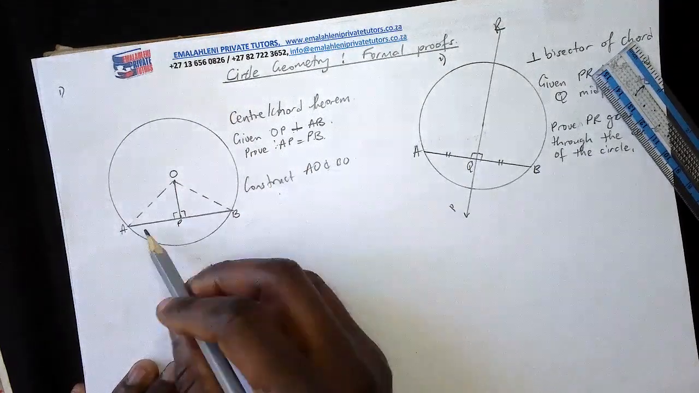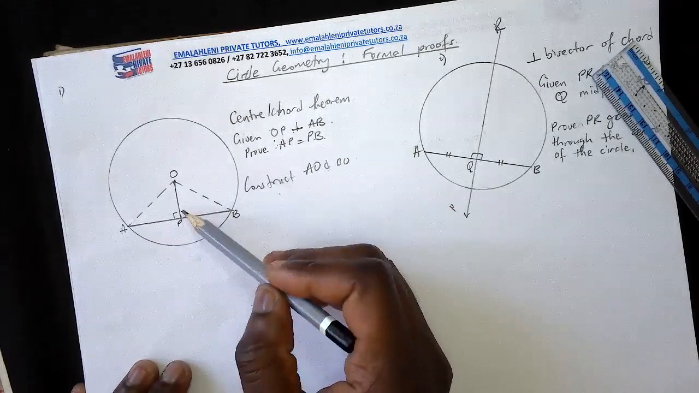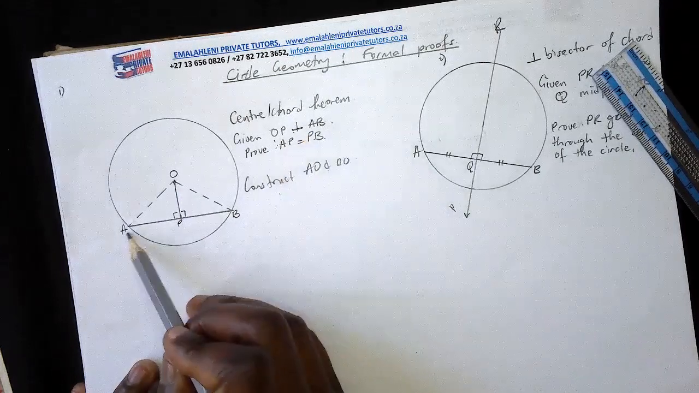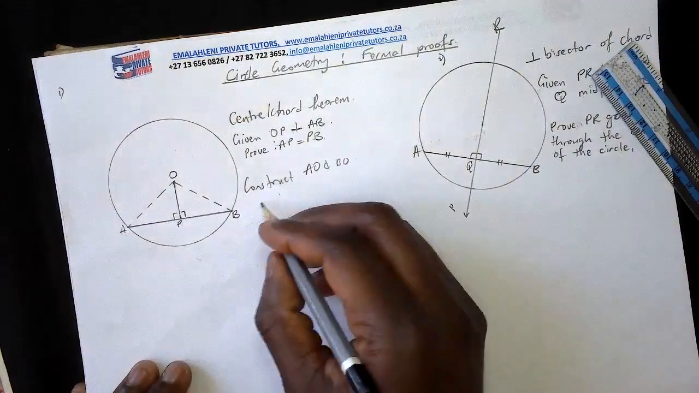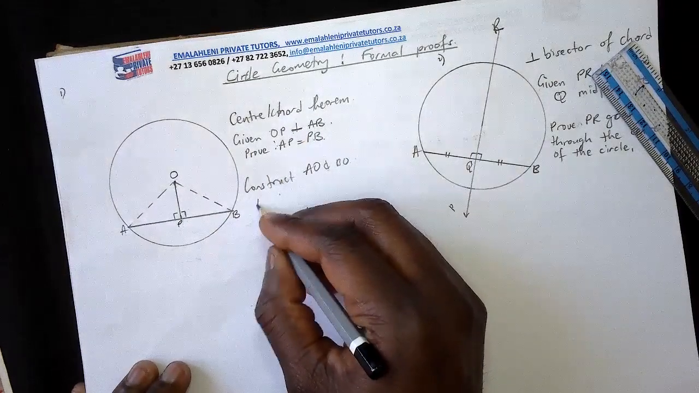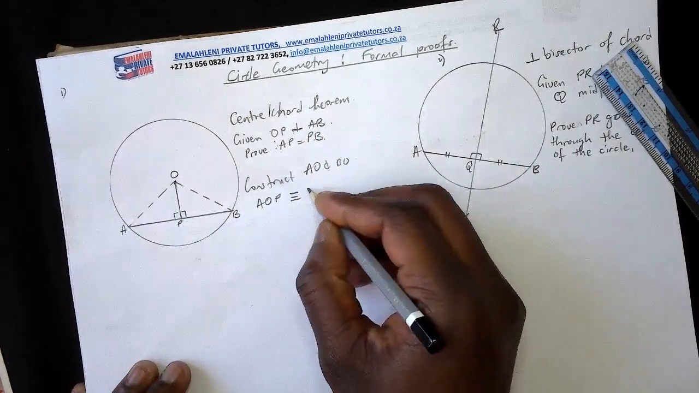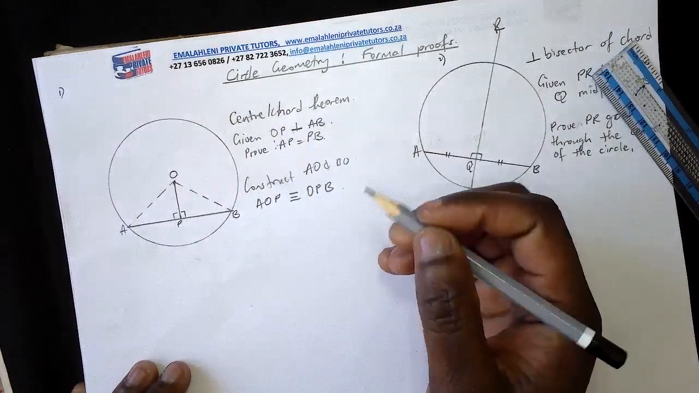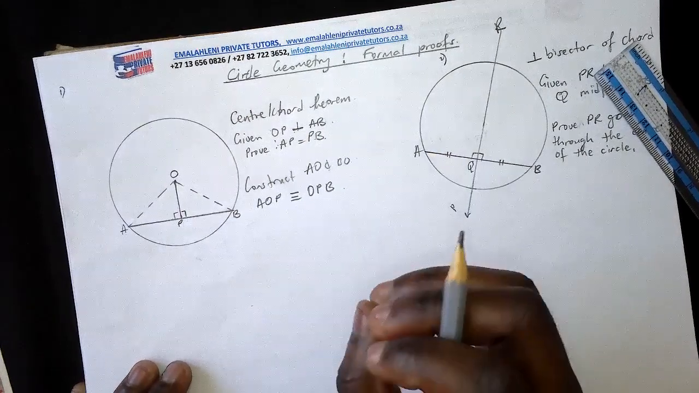Now, what we need to prove is that this line here is perpendicular, which is given, but now I want to prove that AP is equal to PB. Now what are you going to do here? You are going to show that triangle AOP is congruent to triangle BOP. So you're going to actually prove that these two triangles are congruent, meaning they are identical in size and shape.